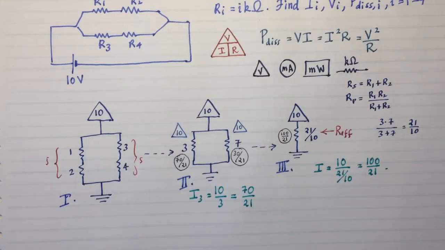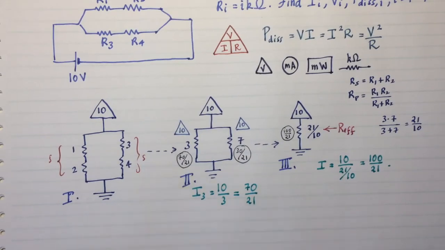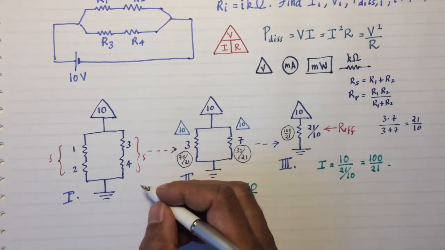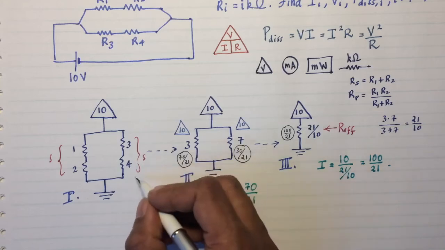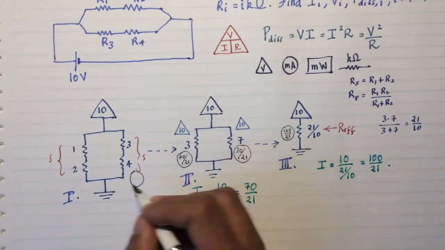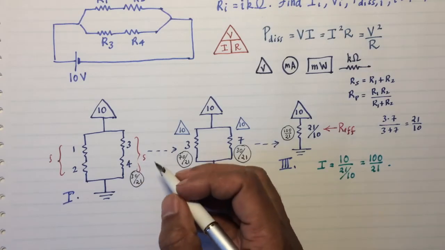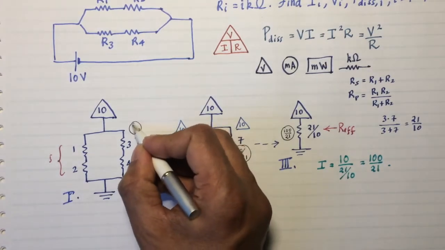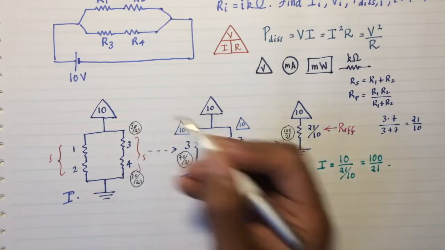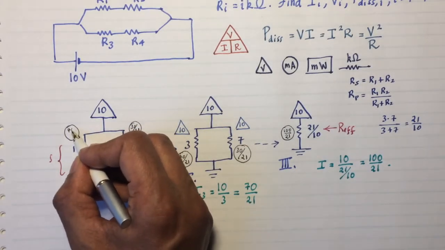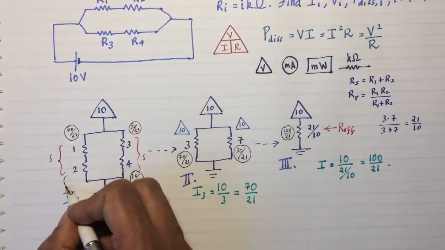Okay, now once I have this, I can go to the first step. Now the currents through a series arrangement are going to be the same. So this has the same current through both of them. So I can continue writing 30 over 21 and 30 over 21 for that. And for these, I'll have 70 over 21 and 70 over 21.